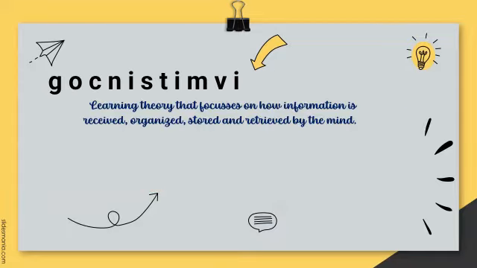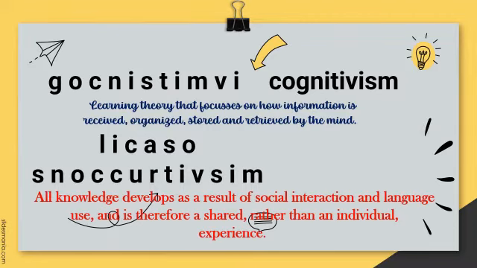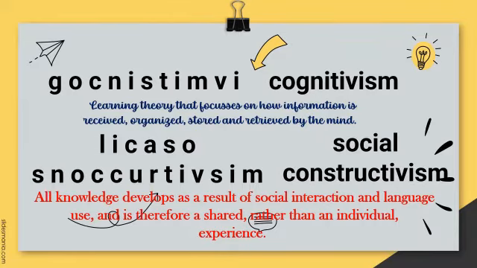Next is, it is a learning theory that focuses on how information is received, organized, stored, and retrieved by the mind. Correct. That is cognitivism. Next is, it means that all knowledge developed as a result of social interaction and language use and is therefore a shared rather than an individual experience. What do you think it is? Correct. That is social constructivism.